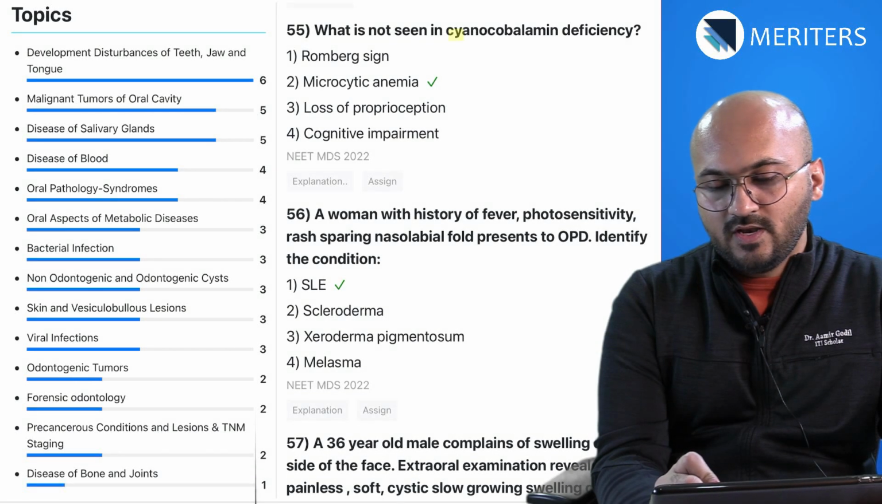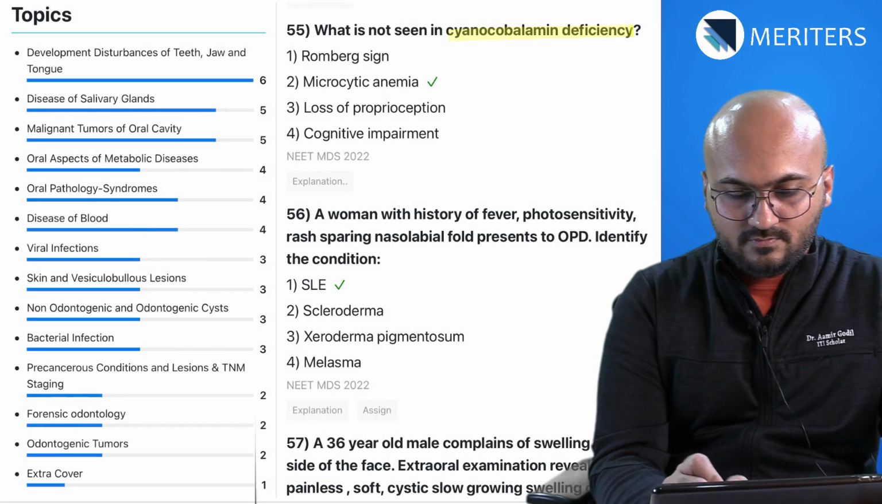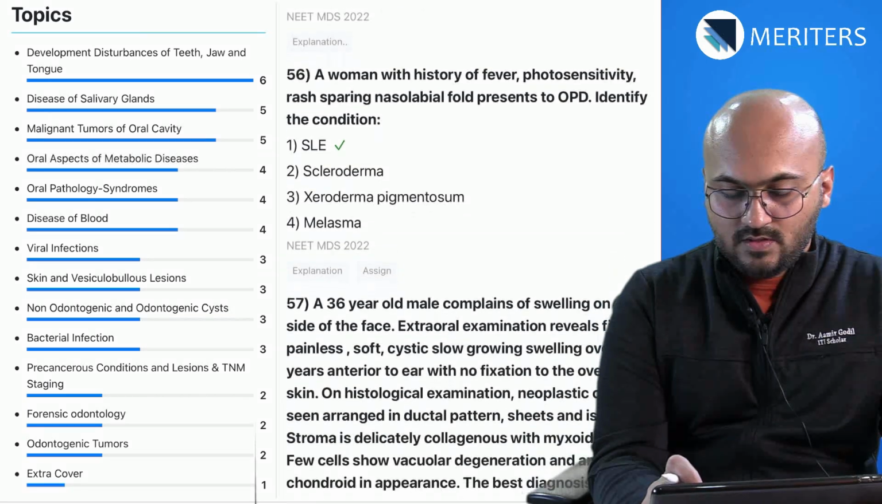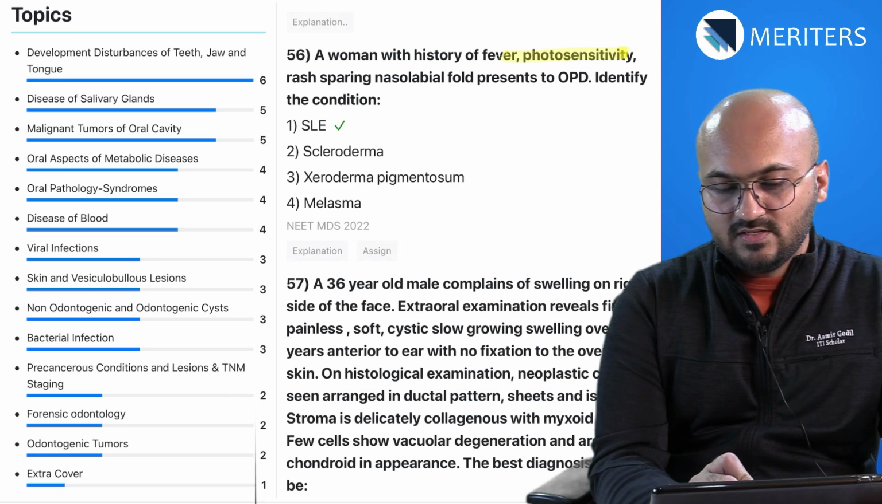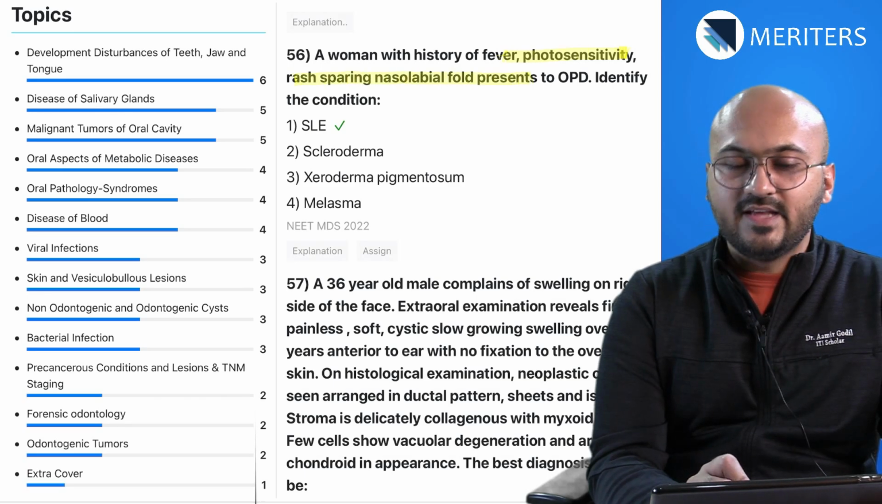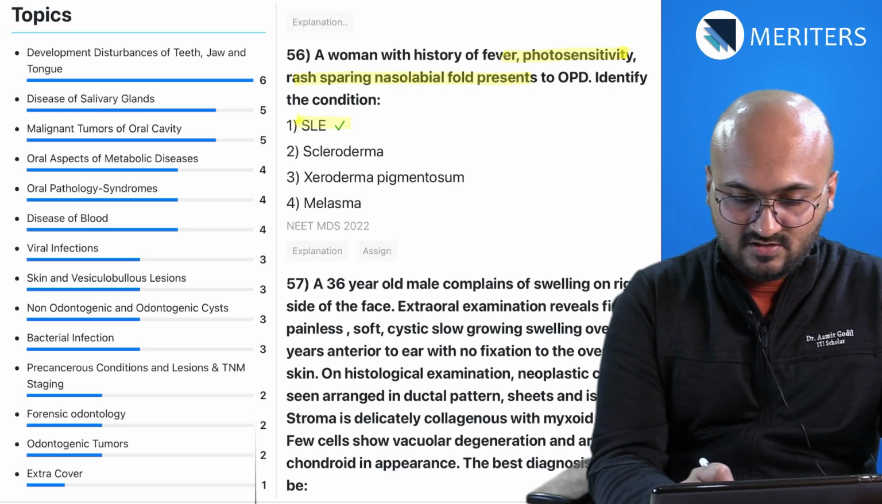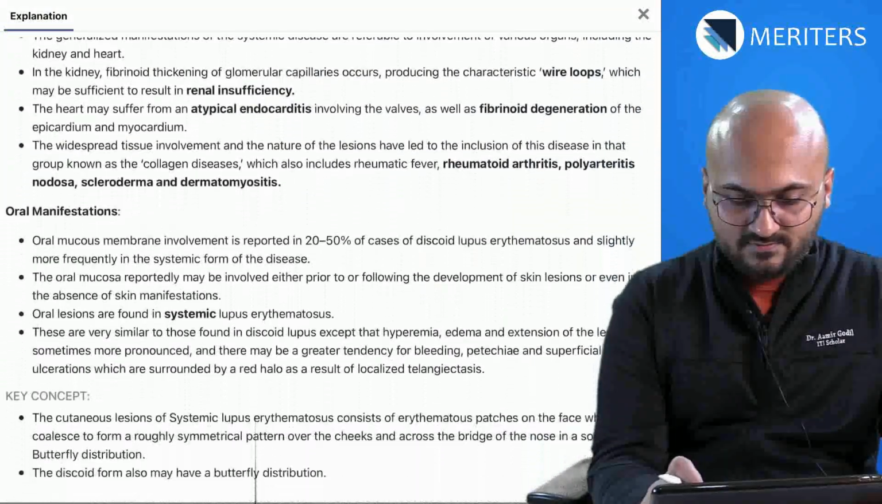Features of cyanocobalamin deficiency. Then a patient with fever, photosensitivity, and nasolabial rash. Identify SLE, this is the butterfly rash, right?